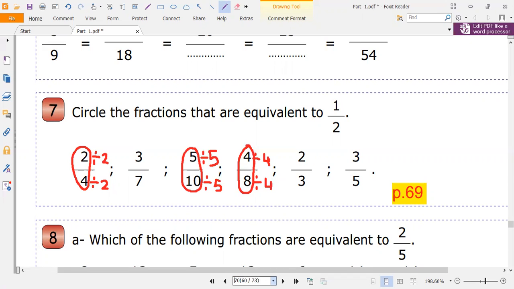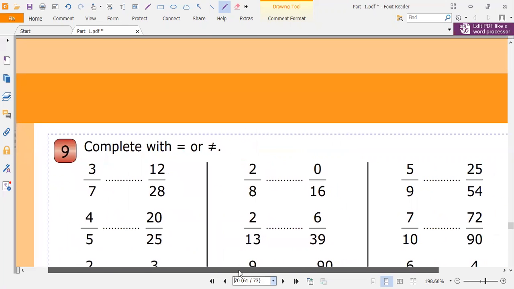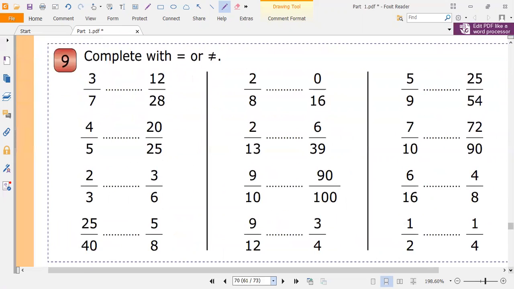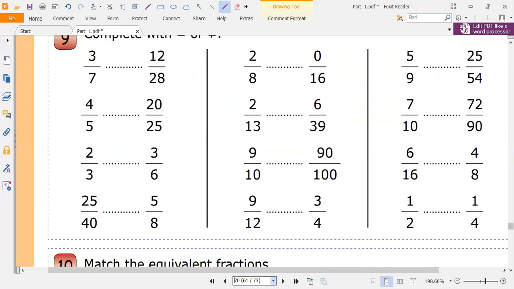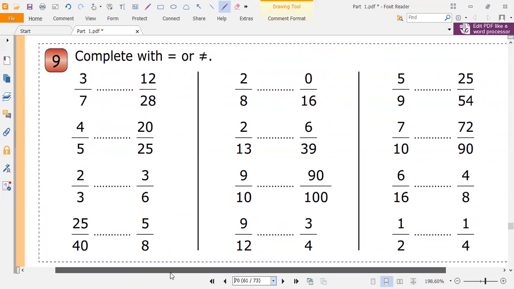Now let's do exercise 9 at page 70. Complete with equal or not equal. It is different. It means not equal. So we have to see if we multiply the numerator and the denominator by the same number or we divide the numerator and the denominator by the same number to get the other fraction.